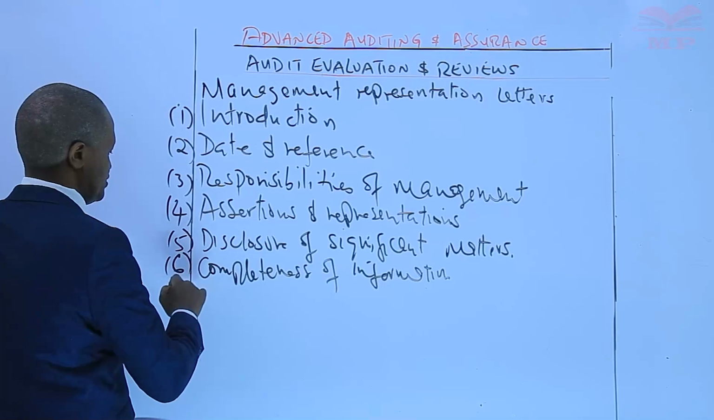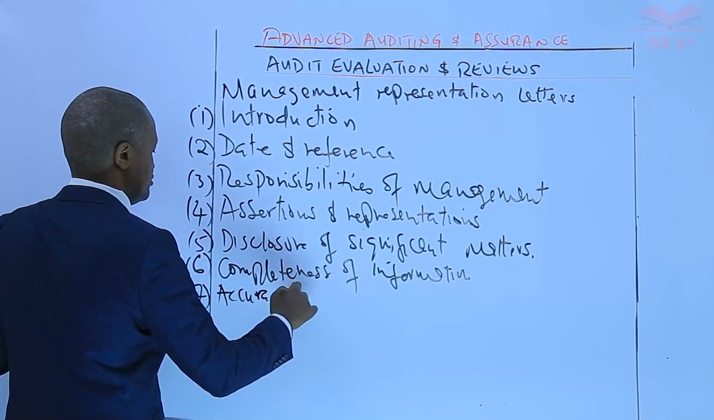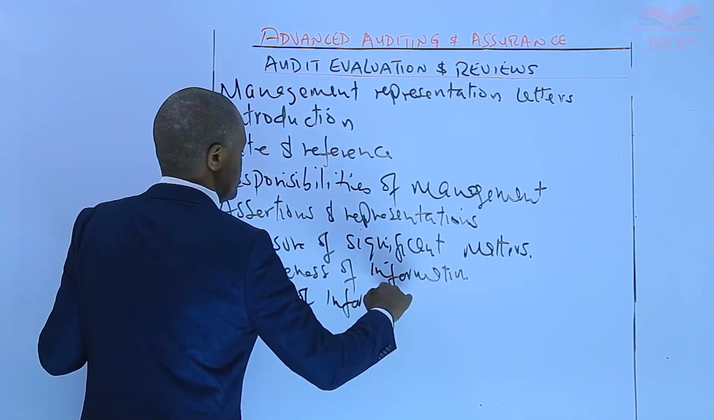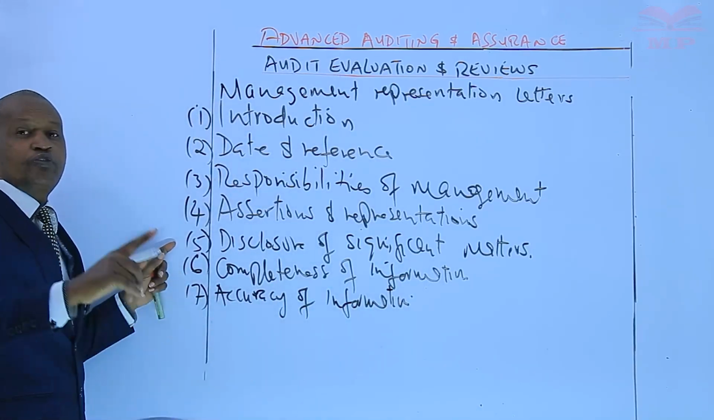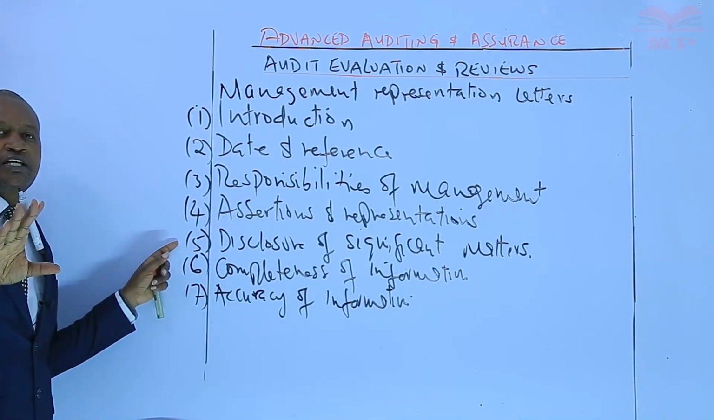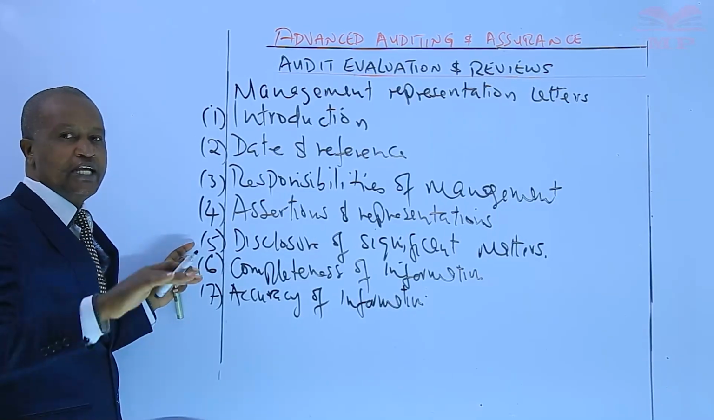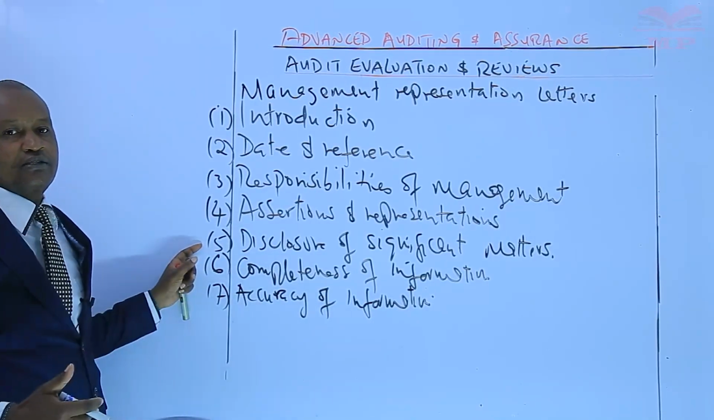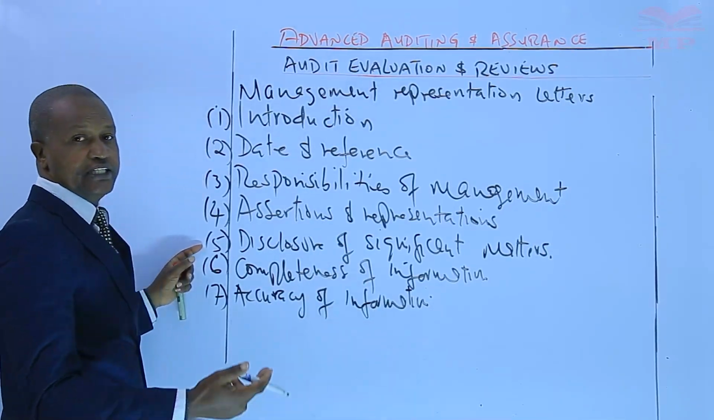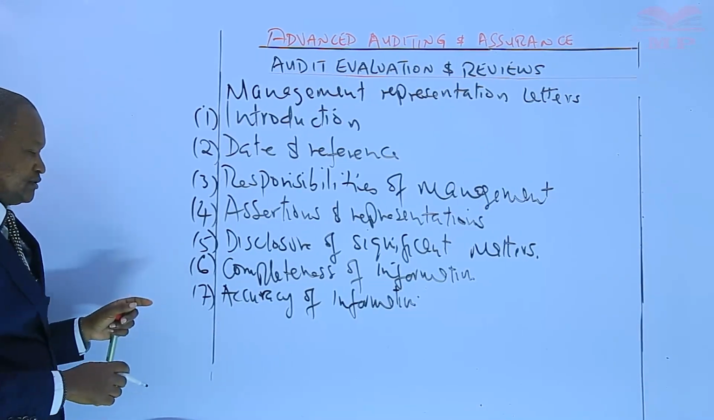Number 7, accuracy of information. There has to be representation that all information provided to the auditors is accurate, complete, and not misleading.